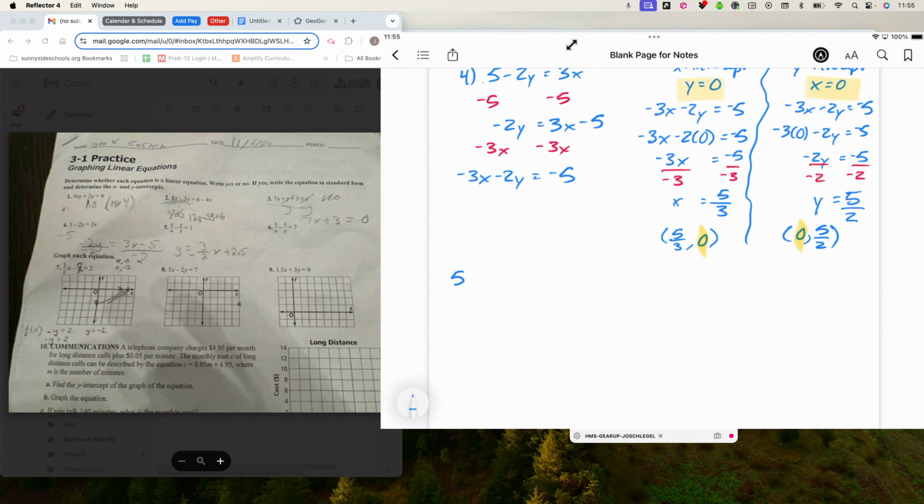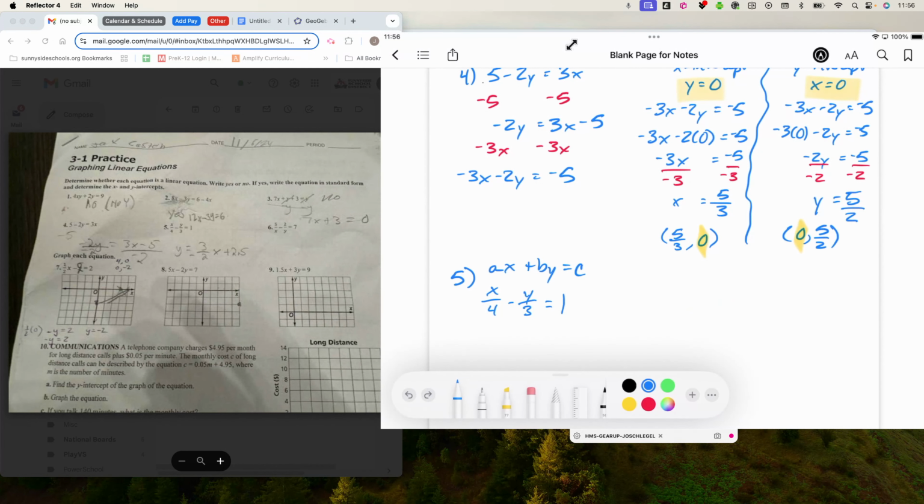Number 5. Again, our goal is to make this look like ax plus by equals c. So we've got x over 4 minus y over 3 is equal to 1. There are lots of ways to tackle this, and I do not know if you have seen what I am about to show you. But I hate fractions, and so one thing I need you to understand about this, let's do something else actually. I'm going to demonstrate something that is unrelated to this problem.